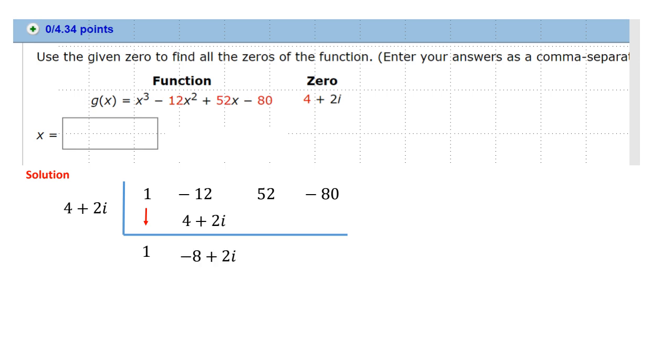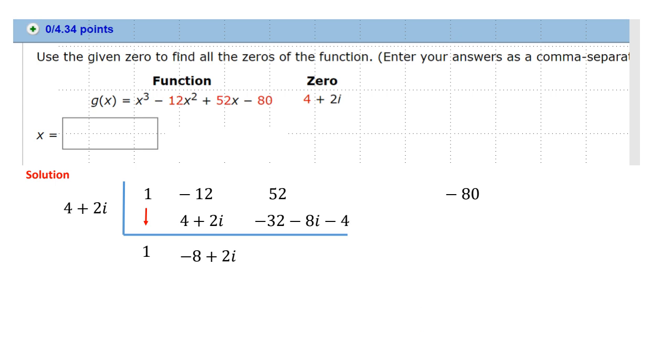So I bring down the 1. 1 times 4 is 4. 2i times 1 is 2i. Negative 12 plus 4 is negative 8. And then the 2i stays there. So then we multiply again. So we have 4 times negative 8 is negative 32. 4 times 2i is 8i. 2i times negative 8 is negative 16i. 2i times 2i is 4i squared.